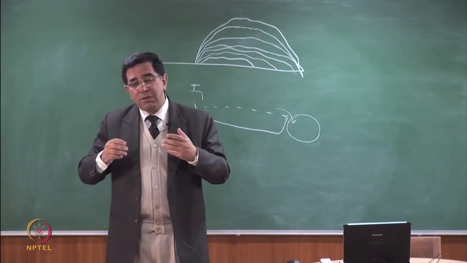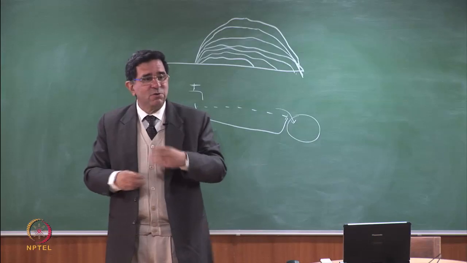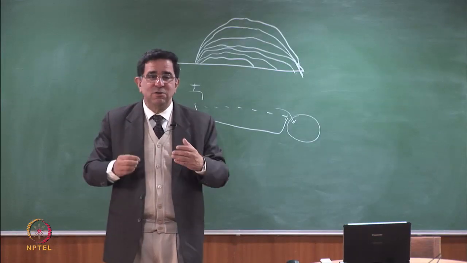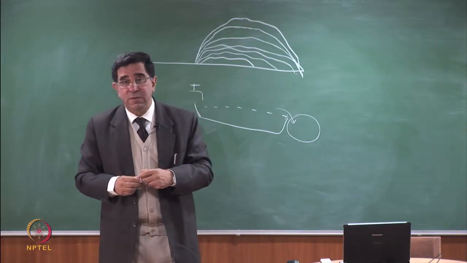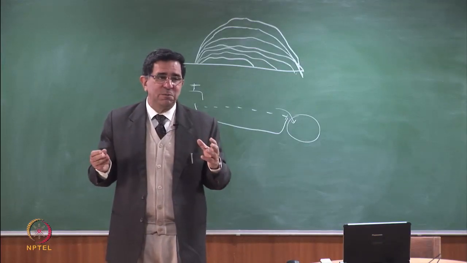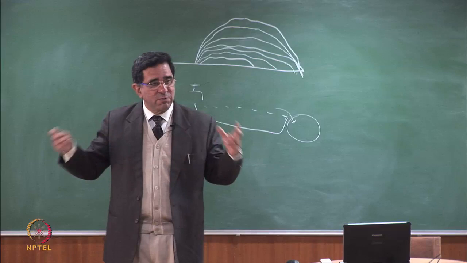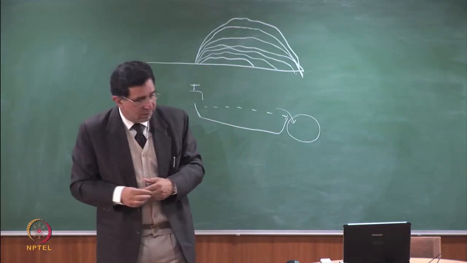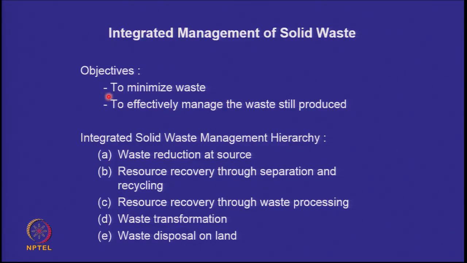So in the context of today's lecture, suppose today we are producing 100 units of waste. Can we do various kinds of things and reduce it to half its value or 25% of its value or even lower? So that is waste management, integrated solid waste management and waste minimization. Our job will always be that whatever waste is coming out, we still have to dispose it on land, and we should dispose it in a manner we don't affect the human beings and the ecosystem around it. So the objectives are to minimize waste and effectively manage the waste still produced.